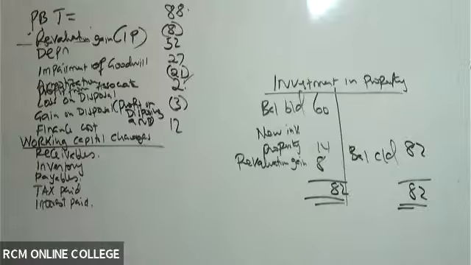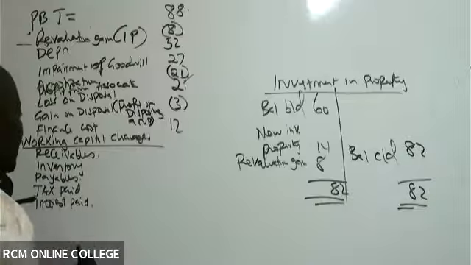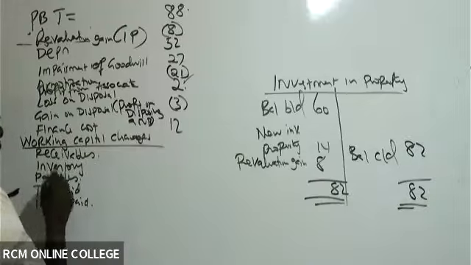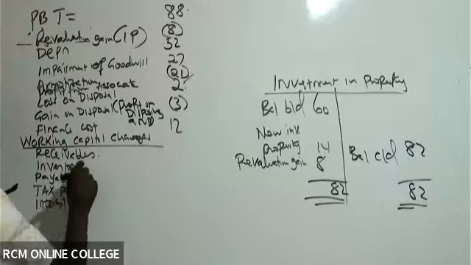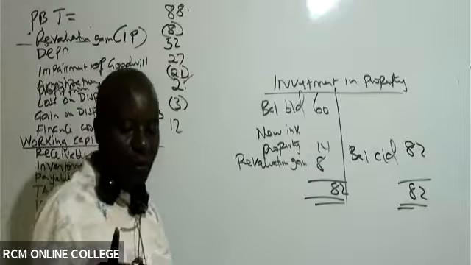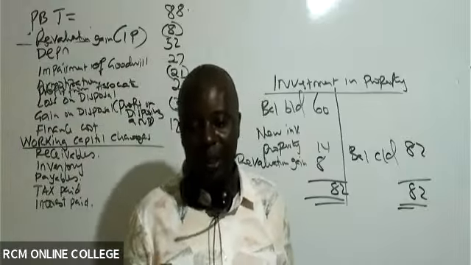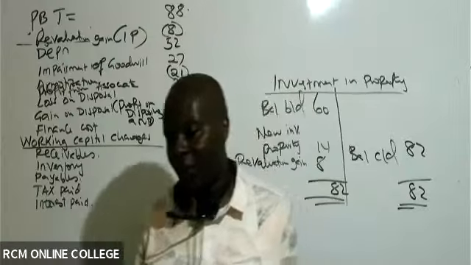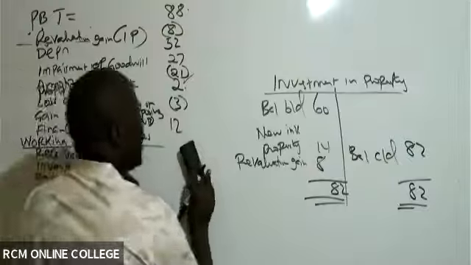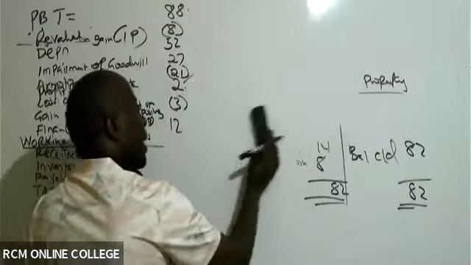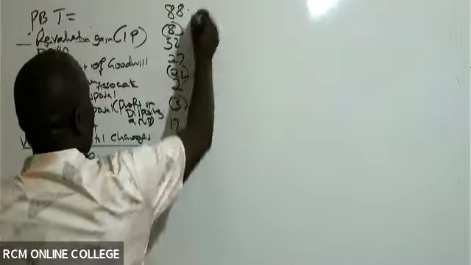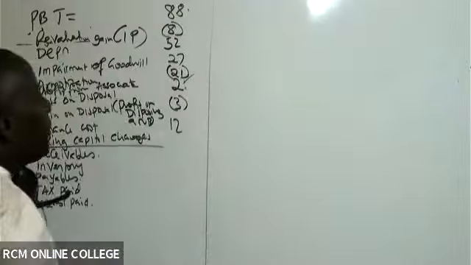All right, then, ladies and gentlemen, please come here. Under working capital changes, we have these 3: receivables, inventories, and payables. But before I continue with this, are we together somehow? All right, thank you very much. I love these working capital changes. These are normally low-hanging marks.